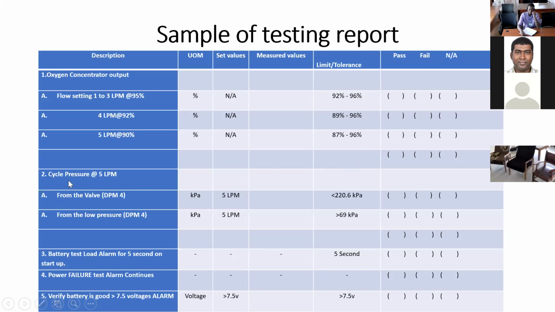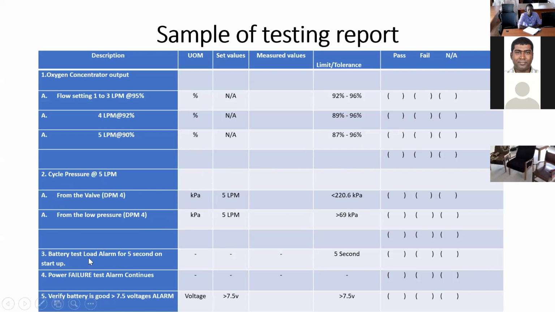At the same time, you have cycle pressure. These are basically checking the high pressure section and low pressure section on your oxygen concentrator. If this particular pressure is not achieved, there's something wrong with the system. Maybe a leak, or maybe your valve is not working properly. So all these kinds of things can happen.